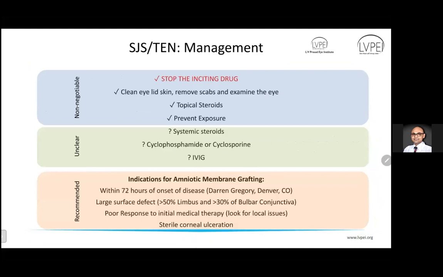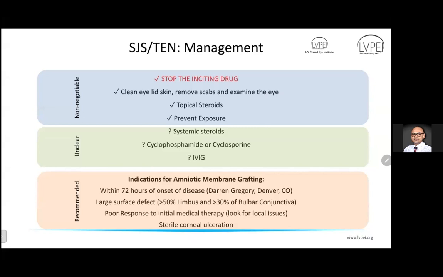But just like we talked about the principles of protecting the stem cells, limiting the inflammation, hastening the epithelial healing, preserving the conjunctival glands, preventing PEDs from forming and scarring and vascularization. Those same principles as burns. Here, we stop the inciting drug if that can be identified. A good cleaning examination needs to be done. Topical steroids need to be given, okay, even if the patient is in the ICU. Exposure has to be prevented.